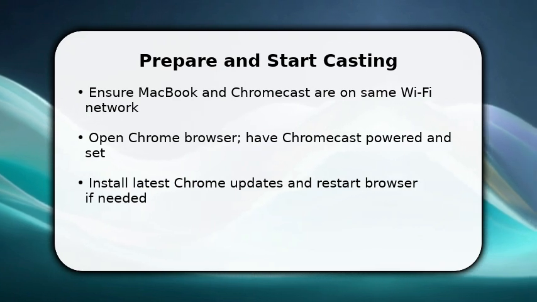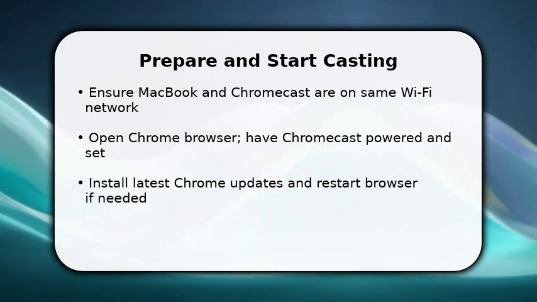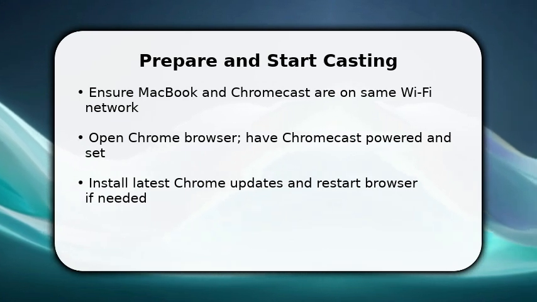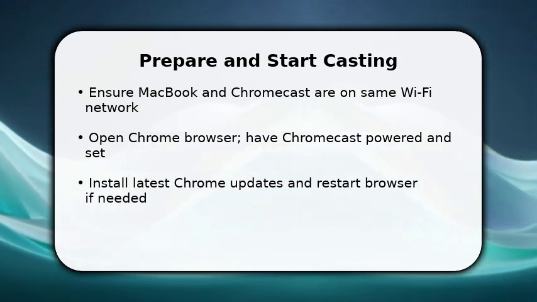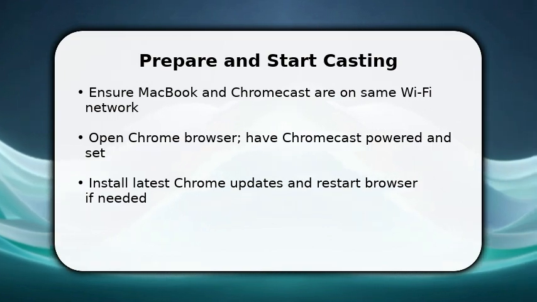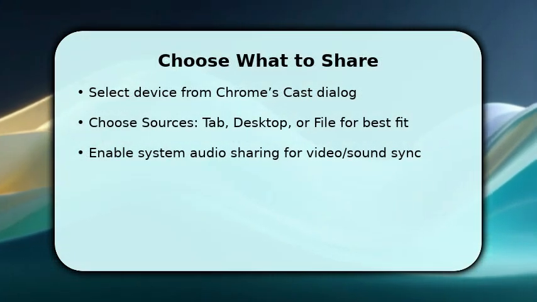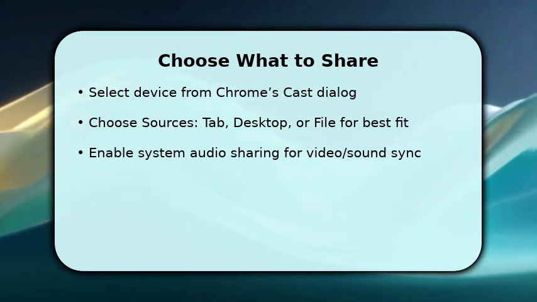Chrome scans the network and lists available Chromecasts. Select your Chromecast to begin the connection, and keep an eye on the small casting icon that appears in the toolbar as confirmation. Once Chrome finds your Chromecast, you must choose what to share and why.